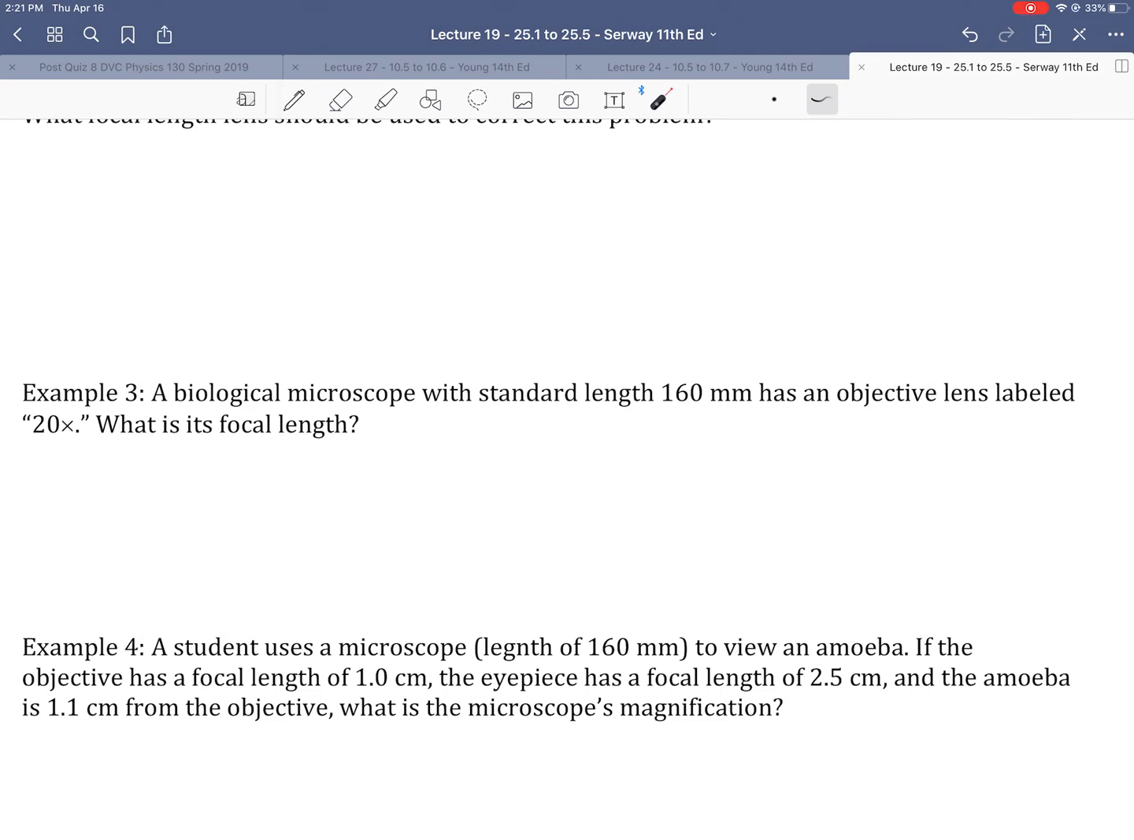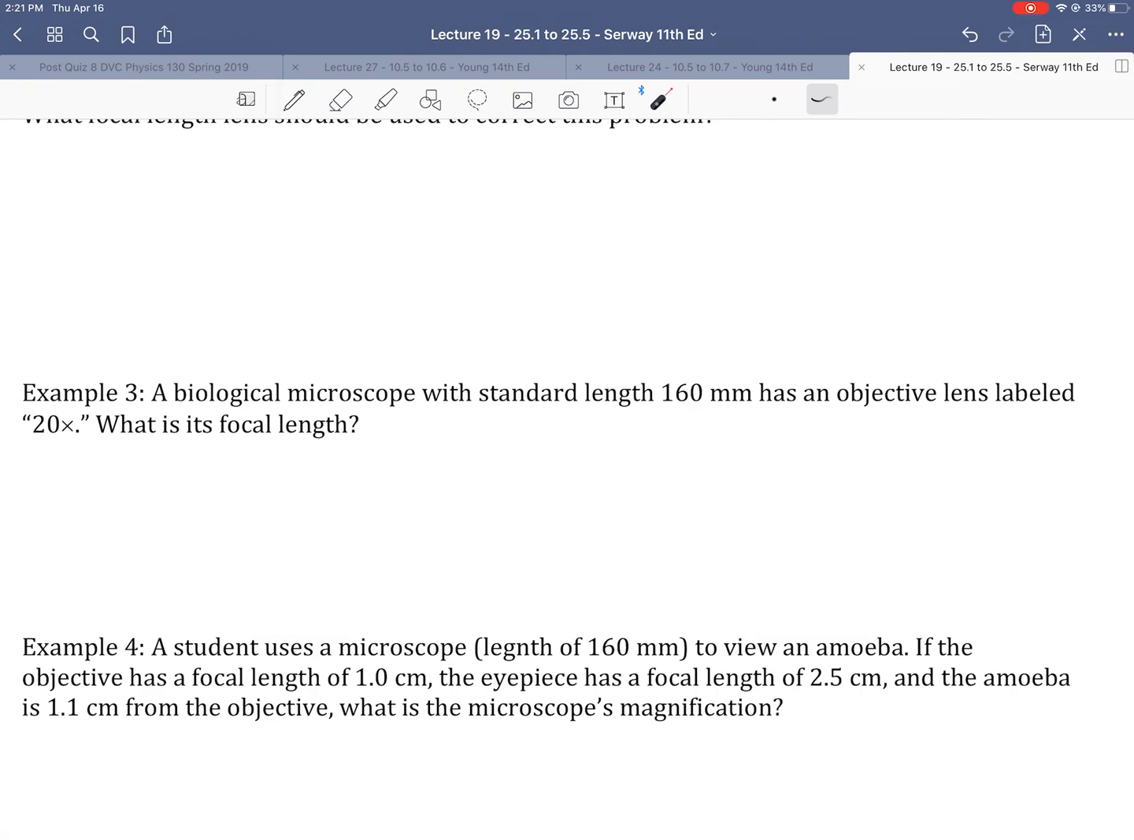All right, and that standard length, I bring that up because I don't think we have problems in our study guide that are like this, but it's common in these microscope problems to make an assumption because there's a kind of an industry standard with microscopes. They tend to all be the same length, but just a word of warning. Okay, so we have a biological microscope, 20x.